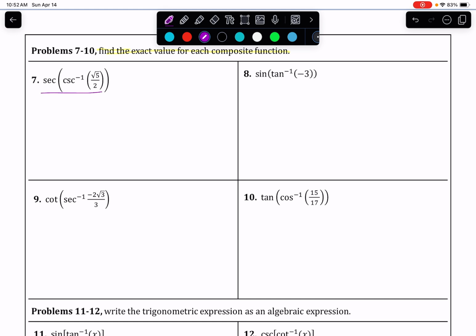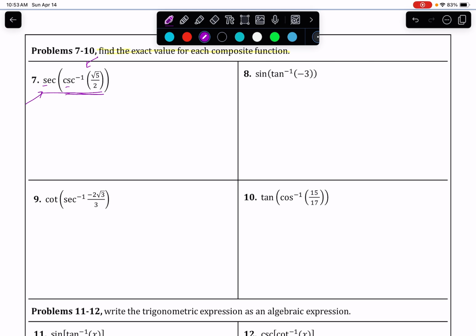What we're going to do when we see this inverse trig function is build a triangle, and then we'll be able to take the outer non-inverse function and see there's secant, cosecant. So we have to find the cosecant first, and then we can find the secant.